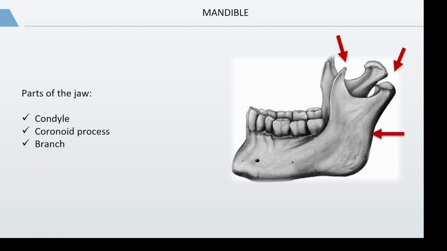We have a vertical branch, and we have in the mandible a horizontal body, and in the body is located the dentoalveolar process, the teeth. That is the anatomy of our jaw.